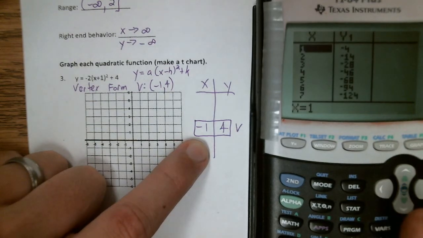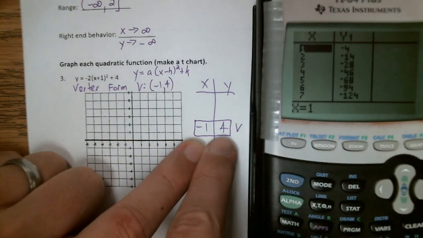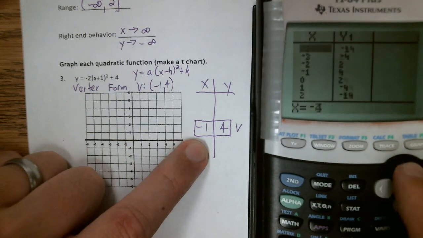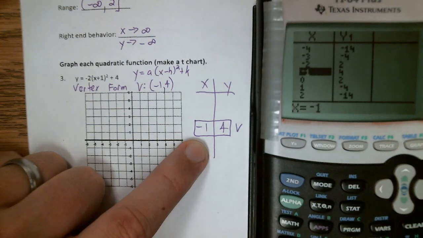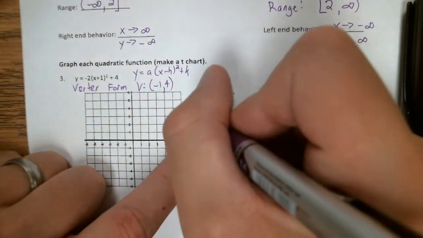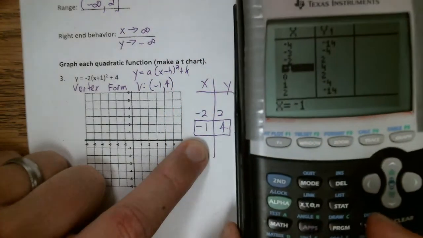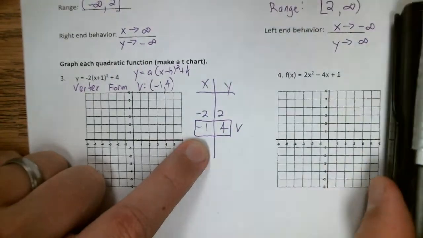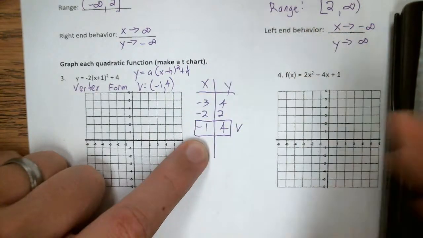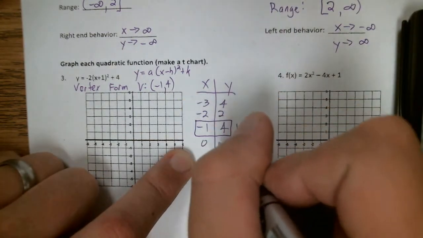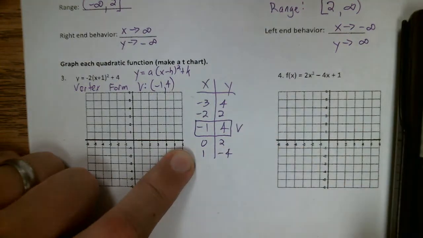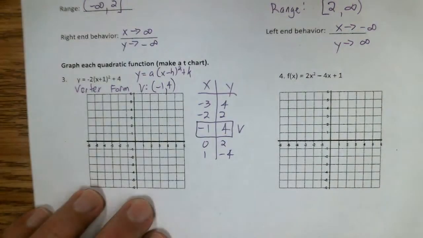Okay, so let's go back to second table. I need to scroll until I see the vertex -1, 4. So let's go up, go ahead a few clicks above it. So let's scroll down. There's our vertex, -1, 4. Now I need 2 points above it and 2 points below it. So I'm going to grab this -2, 2 above it. Then I'm going to grab the one above that, -3, -4. And then I'm going to grab the 2 points below it, 0, 2, and 1, -4. And that's how you get your 5 points using the table feature on your graph.